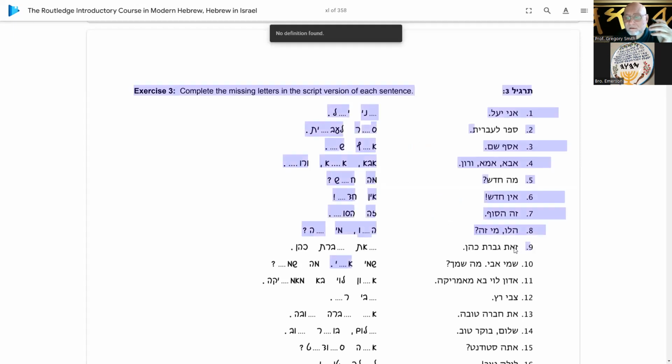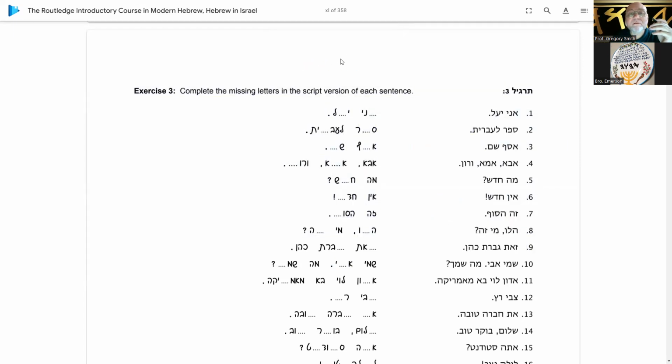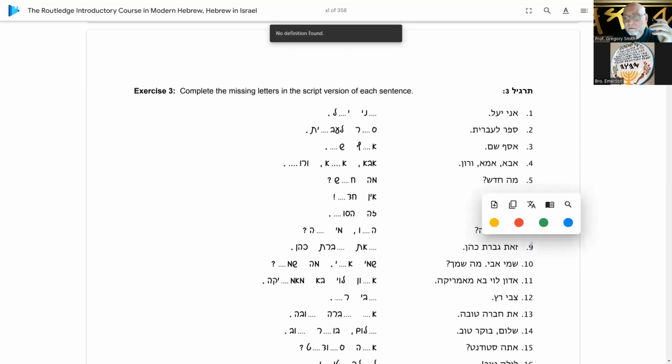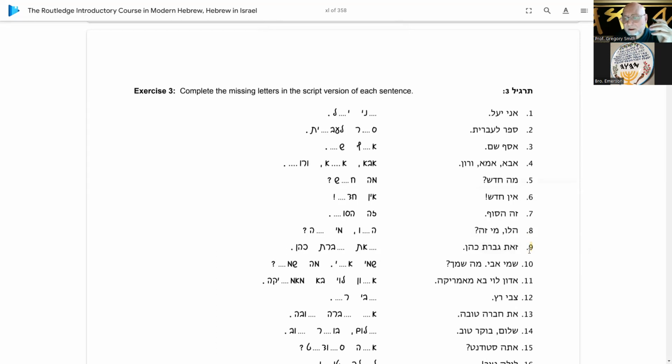Let's see here. Yeah, okay. There we go. Okay, we'll mark it yellow. That'll tell us next time where to go.